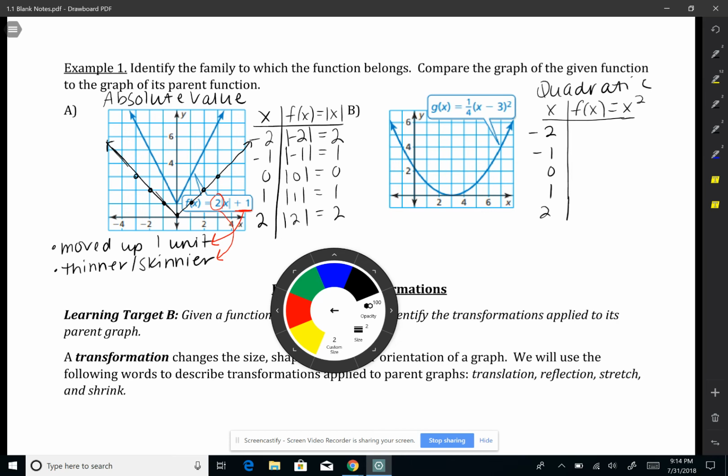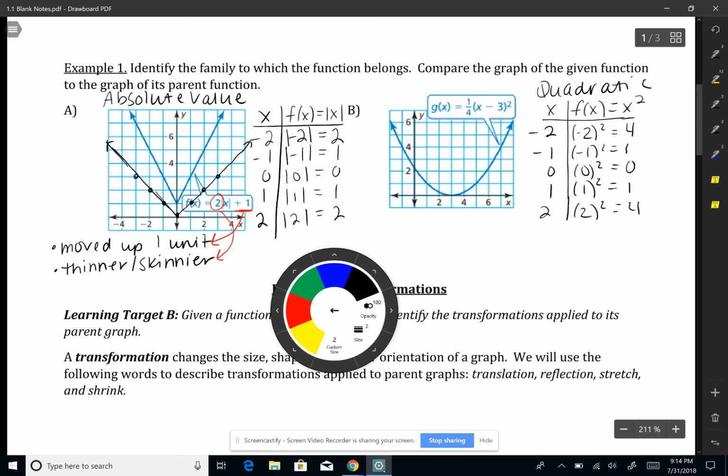When I have f of x equals x squared, what I'm doing with my input values is squaring them. And remember, we should always get a positive number when we square, except for obviously with 0, we get 0. And filling in the table, I end up with 4, 1, 0, 1, 4. So my first point is -2, 4, -1, 1, 0, 0, 1, 1, 2, 4.